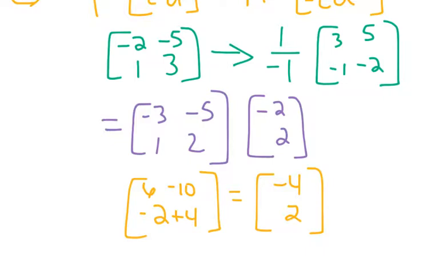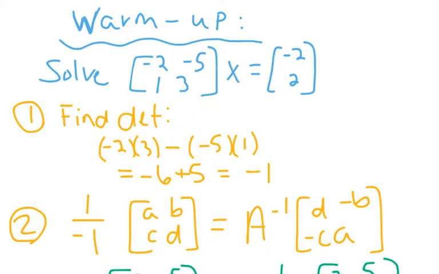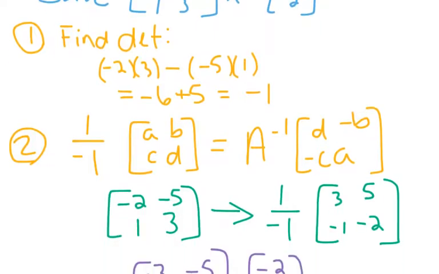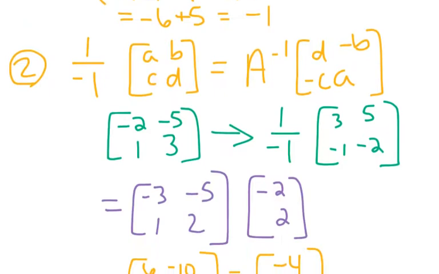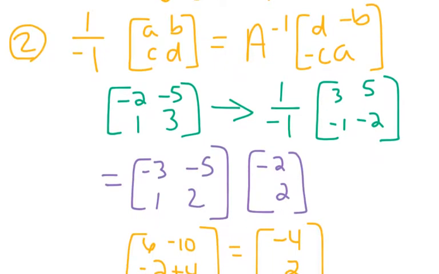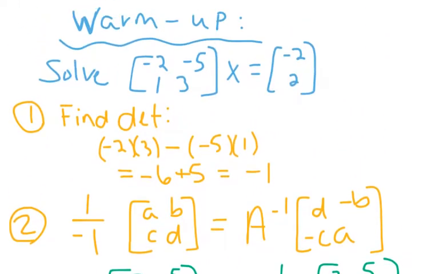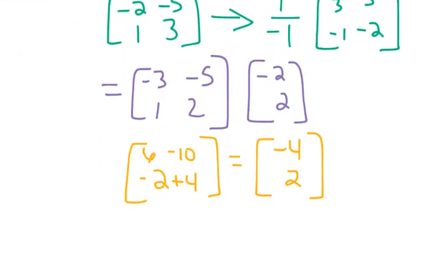And we're done. So the steps to solve for x here: we find our determinant, which was negative 1, and we apply that format for an inverse of a matrix. Multiply by our determinant to get this, and then take that and multiply it by the rest of our equation, and this is going to be your answer.